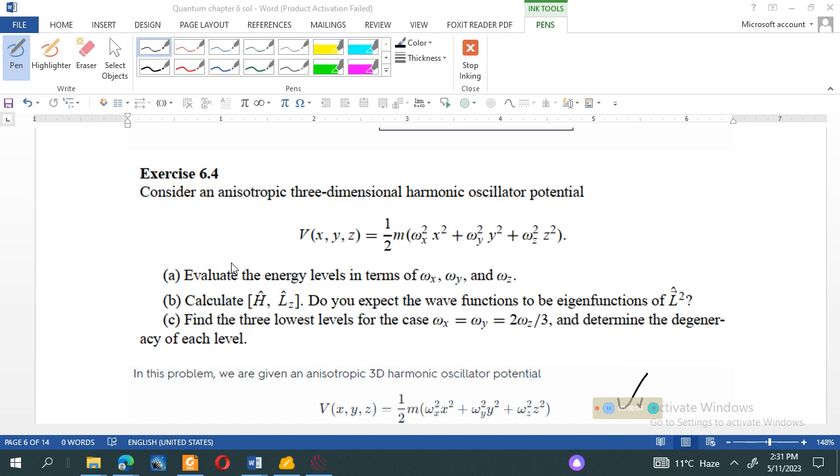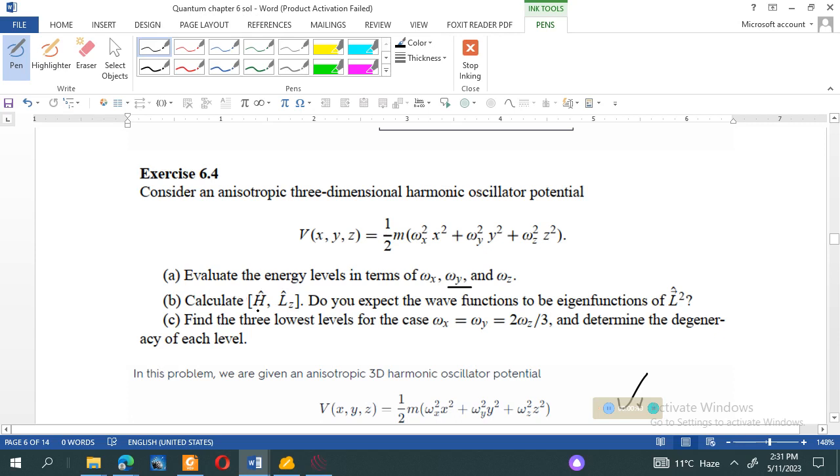In this lecture, we will discuss the solution for problem number 6.4, which says: consider an isotropic three-dimensional harmonic oscillator potential for which V(x, y, z) is equal to m over 2 times (omega x squared x squared plus omega y squared y squared plus omega z squared z squared). This is an isotropic three-dimensional harmonic oscillator, and we have to evaluate the energy levels in terms of omega x, omega y, and omega z.